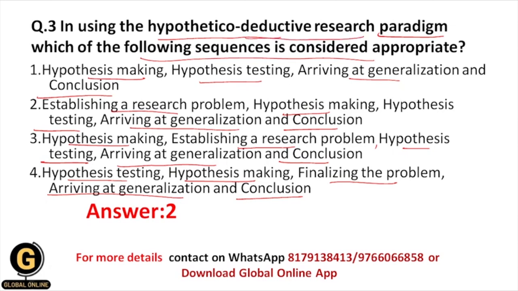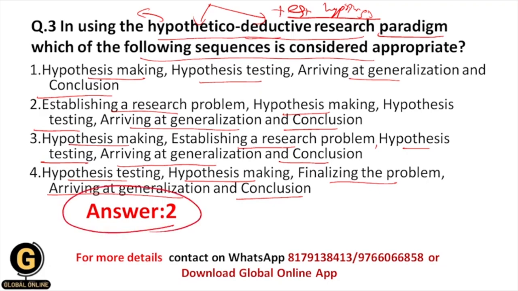So basically what is the meaning of hypothetico-deductive research paradigm? In this research paradigm you can see these two words, hypothetico and deductive. Hypothetico means you are going to formulate the hypothesis, and deductive means you are going to test the hypothesis. That's why in this research paradigm you need to first of all formulate the hypothesis, which is the mandatory thing, and deductive means you are going to test the hypothesis. That's why your correct answer should be 2, that is this one.